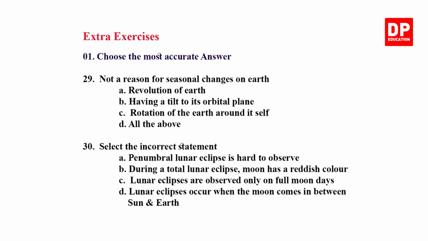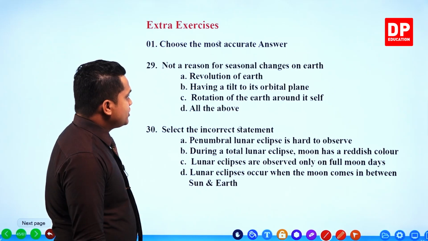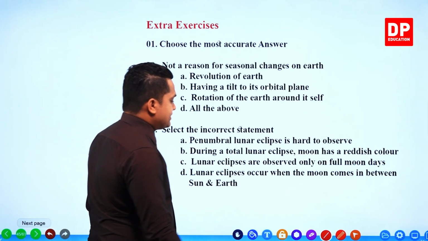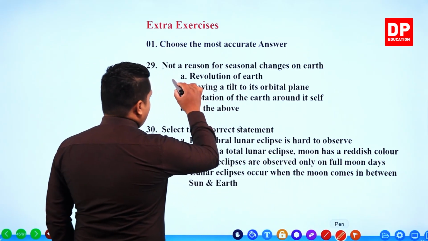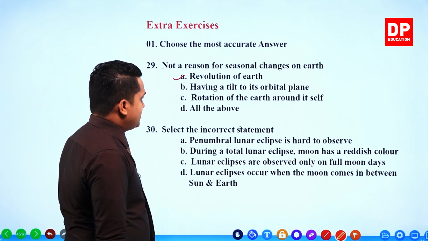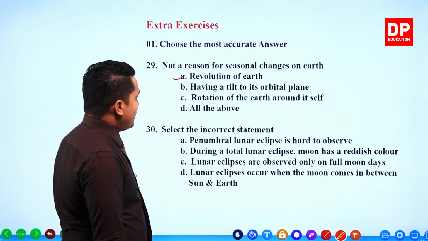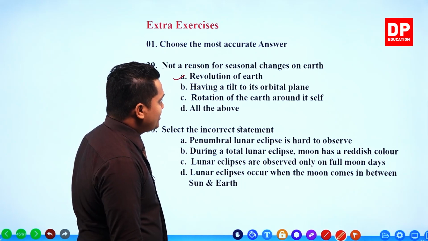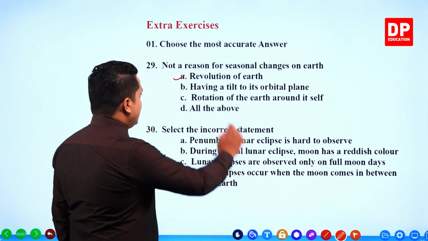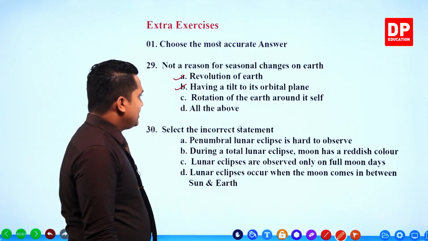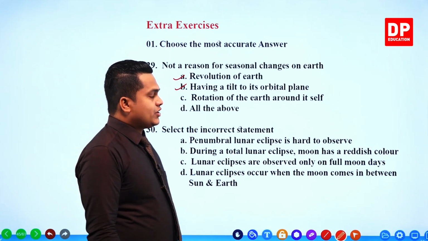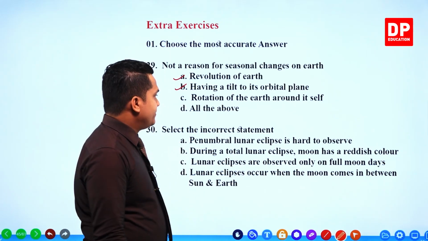Next one, not a reason for seasonal changes on Earth. Revolution of the Earth actually does. It's a main reason for the occurrence of seasonal changes. Next one, having a tilt to its orbital plane. Once again, correct. Having a tilt to its orbital plane is going to cause seasonal changes.